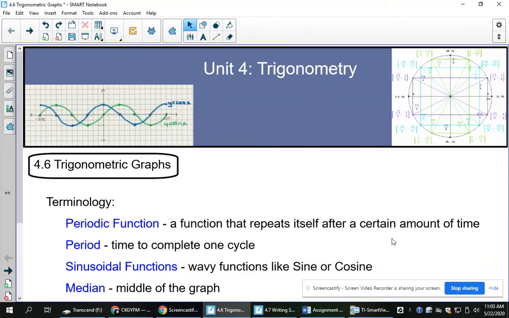Hi guys, this lesson is on 4.6 Trigonometric Graphs. So first thing to cover is a bunch of terminology.